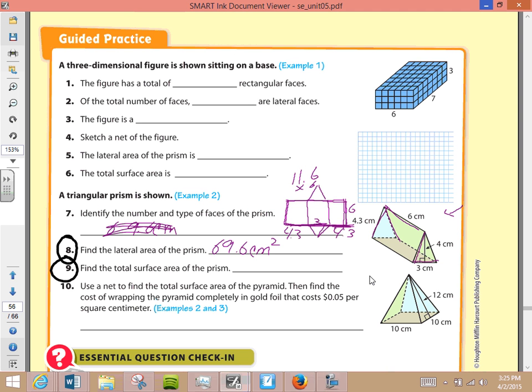Now, what is the total surface area? What are we missing? The little flaps, right? The little arms. So what do we do? Yes, find the area of both and add it to 69.9, right?